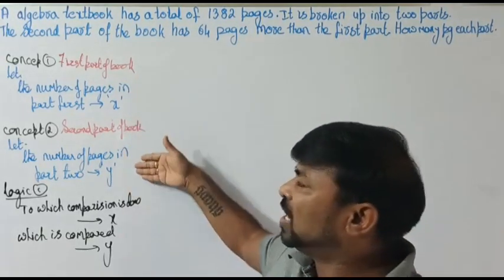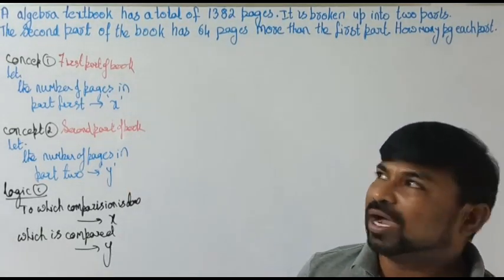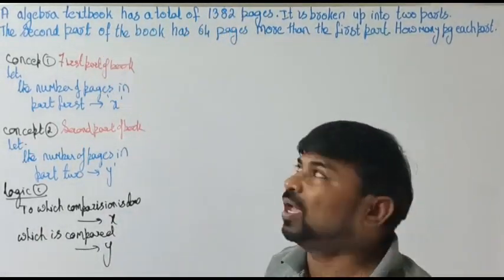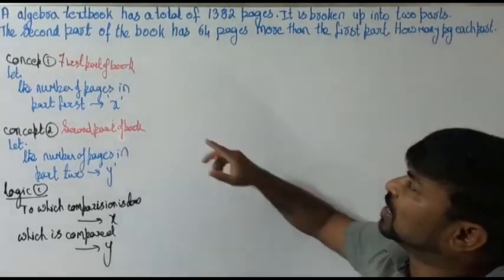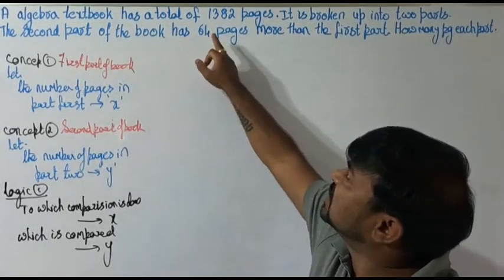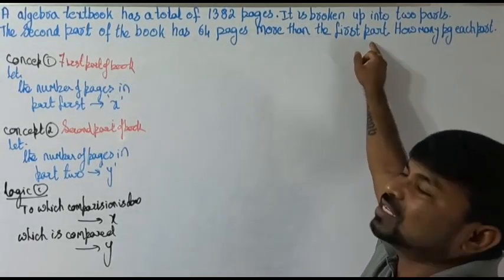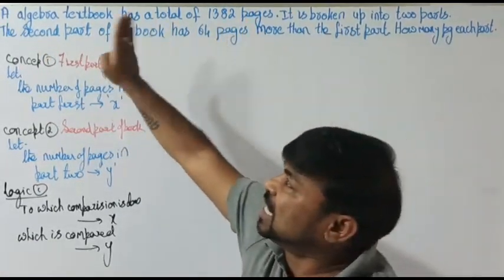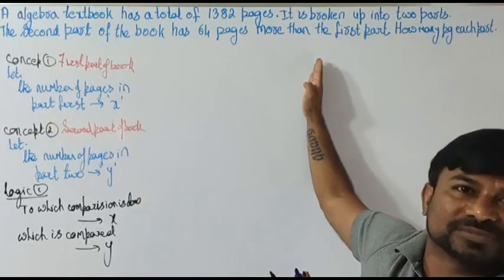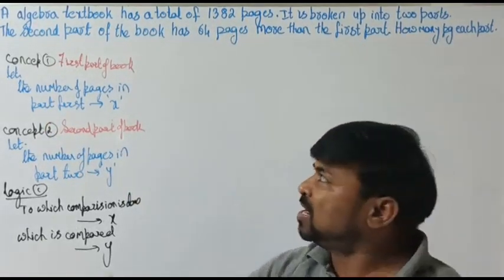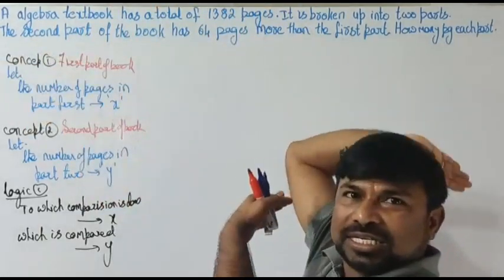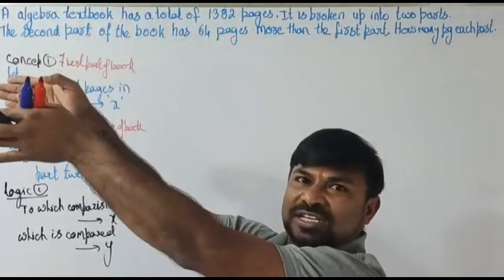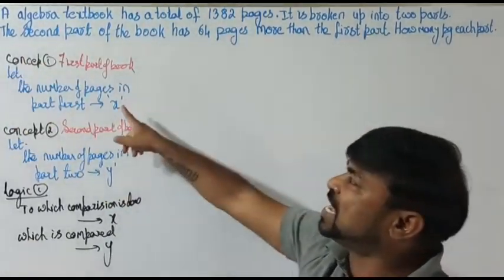Now, did we take it correctly or not? Let's check it out. The algebraic book has a total of 1382 pages. There is no relation given there. Let's see here, broken into two parts: the second part of the book has 64 pages more than the first part. Which part is compared to which part? The second part is compared to the first part. Therefore, the first part should be x.